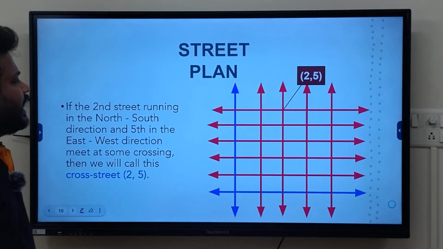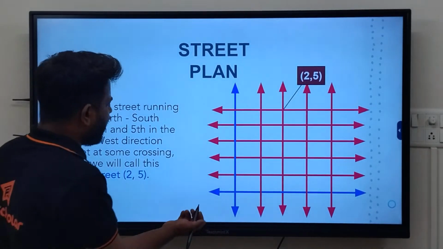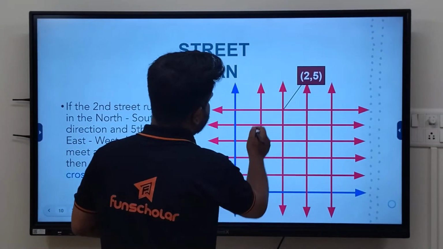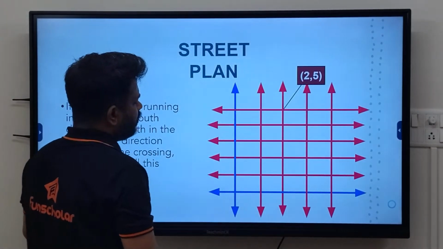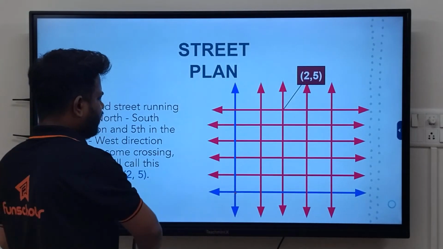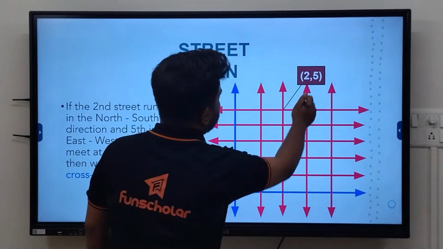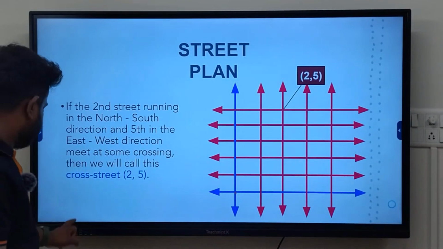Yes, they have just done it here, right? Okay, and maybe we have made a little mistake. 2,5 will be here. So from this point they have started, and we may have made a mistake doing this. So the point 2,5 will be here, right?